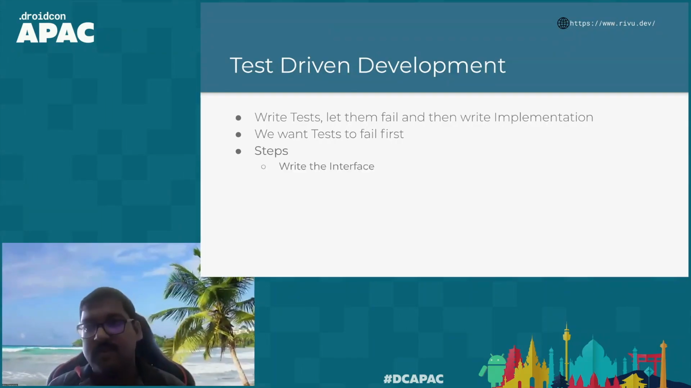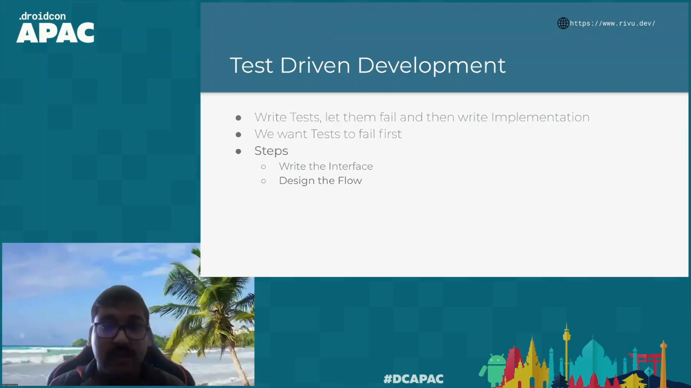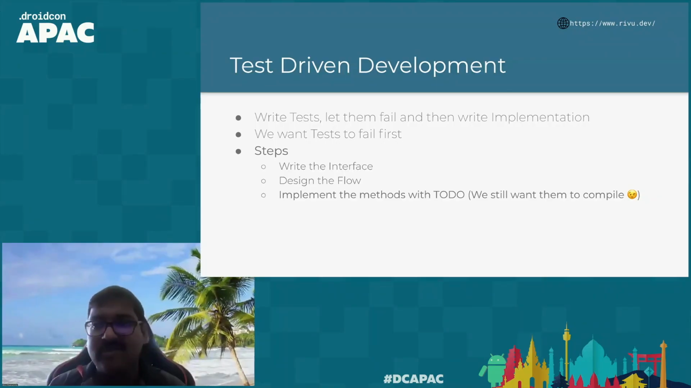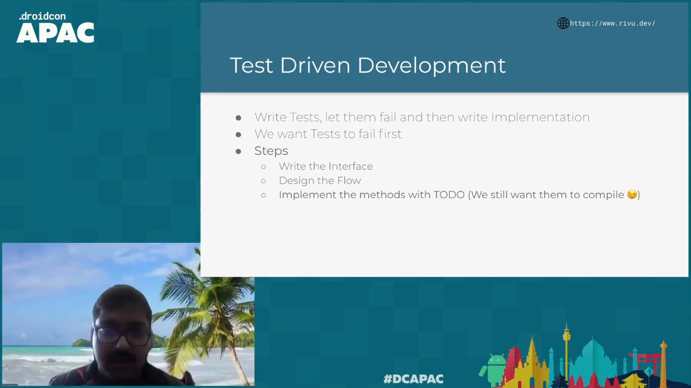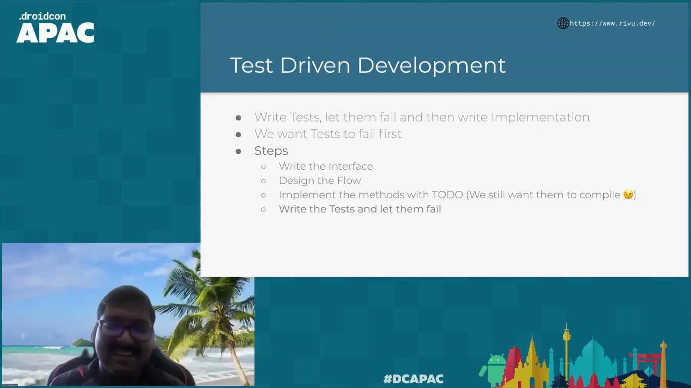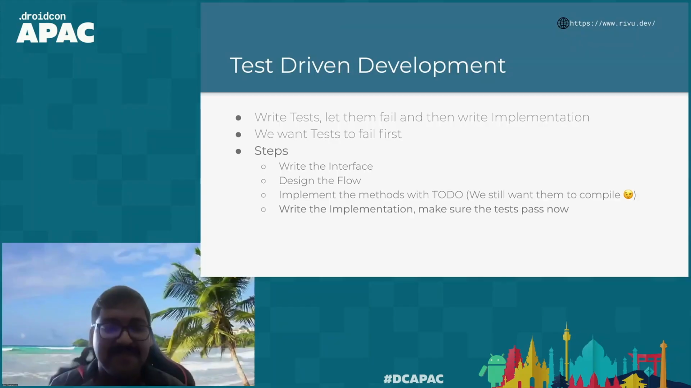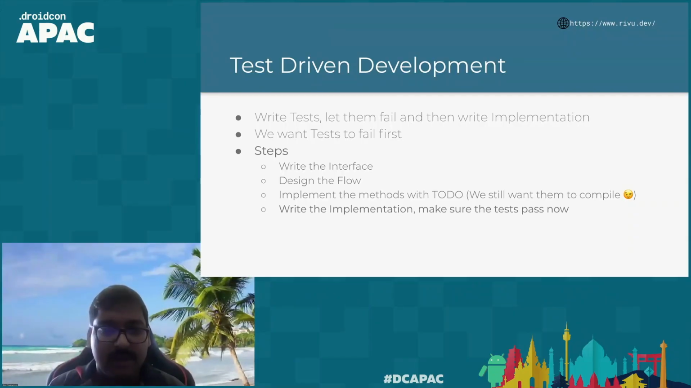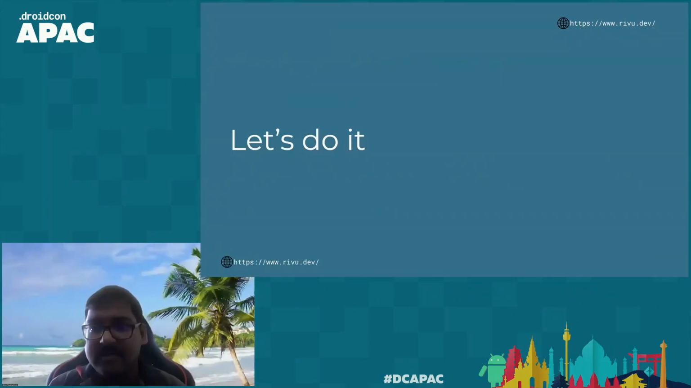So what are the steps? We first write the interface, we design the entire flow of the implementation, we then implement the methods with to-do or blank implementation that actually doesn't do anything, because we still want the code to compile, right? We want the test to fail, but we want the code to compile. And then we write the test cases and let them fail, and then we write the implementation and make sure that it is passed now. So yeah, that's how it's done. So let's start with it.